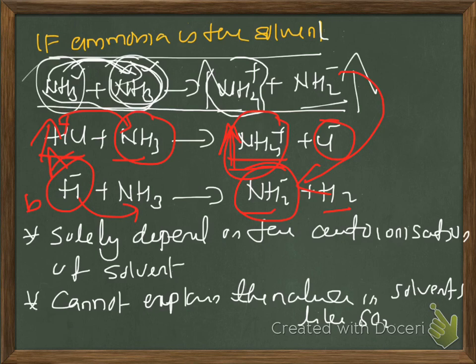So far we have discussed many concepts. Around 6 concepts: Arrhenius, Lowry-Bronsted, Lewis, Lux-Flood, Usanovich, and finally the solvent system concept. I think you have studied all these things well. Thank you.